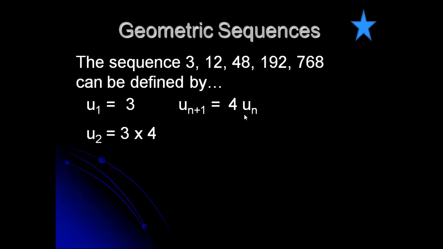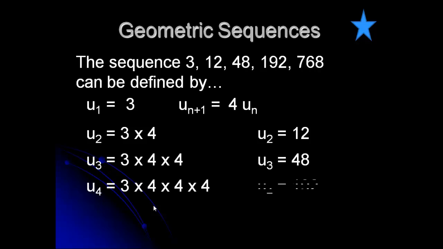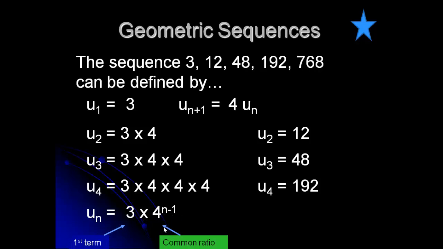We can use this definition to generate terms. So u2 is u1, 3 times 4, and so on. And we can use this as our nth term formula. Our first term, u1, times 4 to the power of n minus 1. The first term times the common ratio to the power of n minus 1.